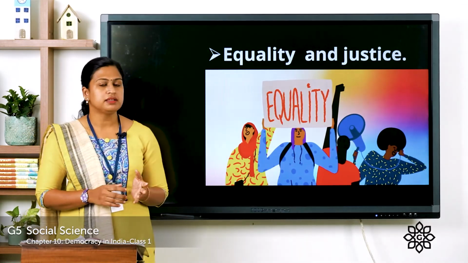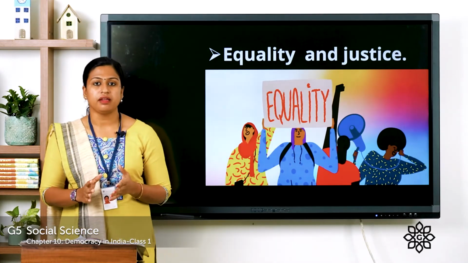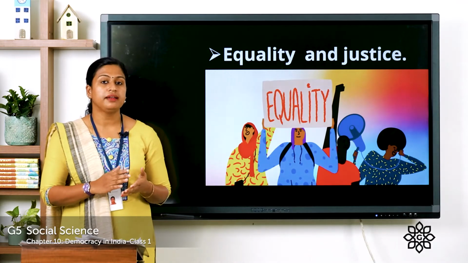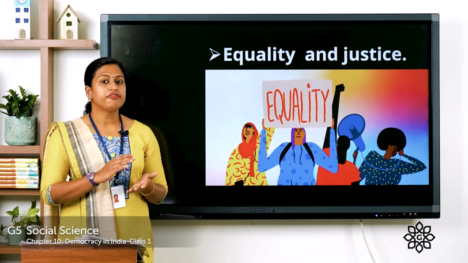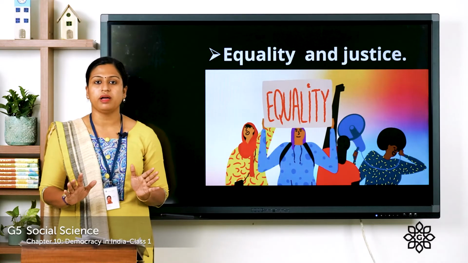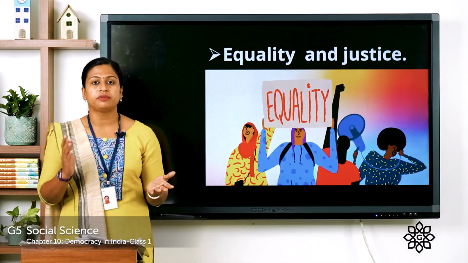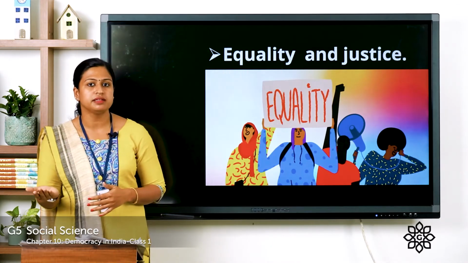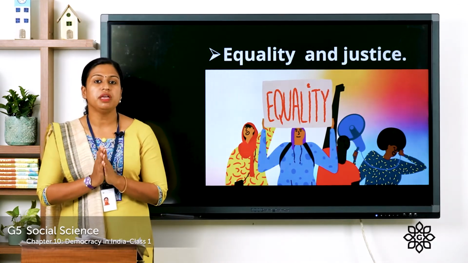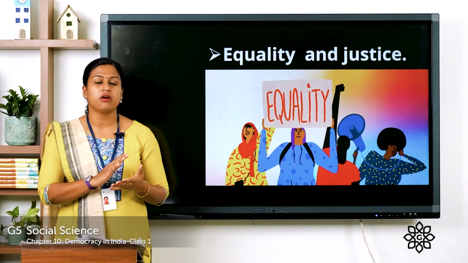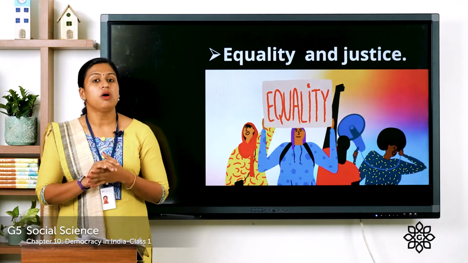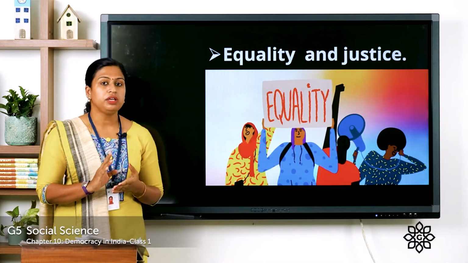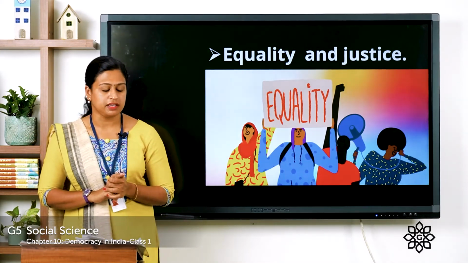Now justice means the quality of being fair. So in a democratic country, the government makes sure that these rights are fair and equal to everyone, whether he is poor or rich, whether he is from this state or from another state. So the government makes sure that these laws or rights are equal for all the citizens of our country. So these are the three main features of democracy.